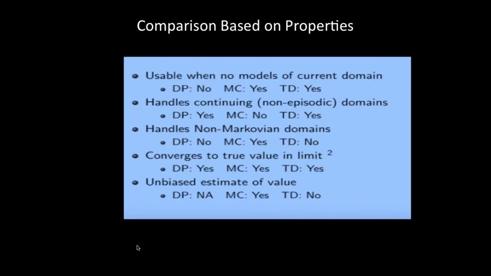Now let me just go one by one. See, usable when no model of the domain is available, right? So which one can we use if there is no model? So we already know that it is Monte Carlo and TD. Then, handles continuous non-episodic domains. Again, Monte Carlo is the one which requires episodes, the rest of the two don't. Handles non-Markovian domains.